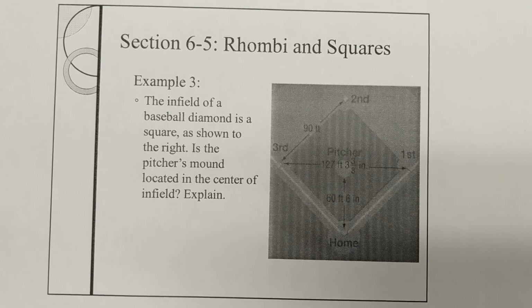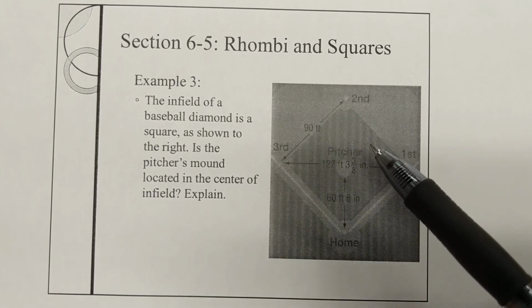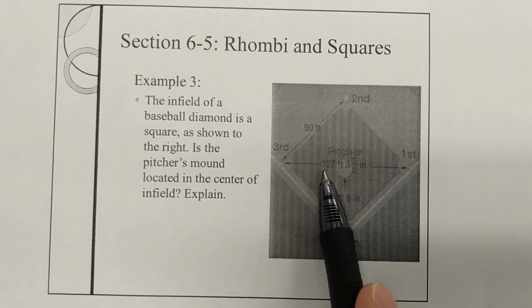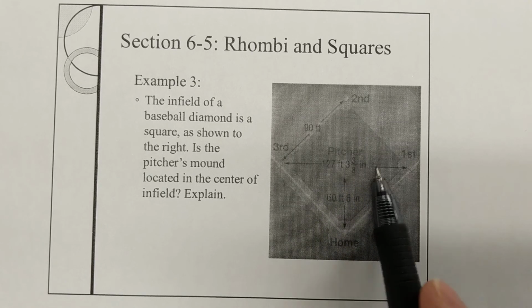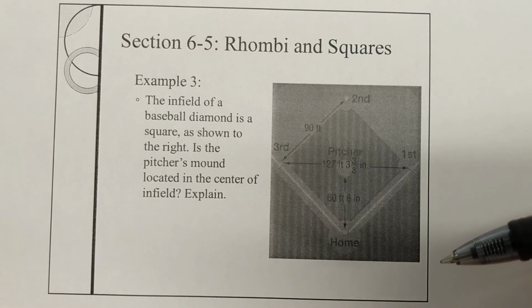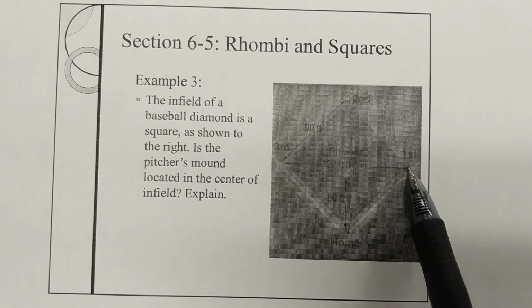All right, last example here, I believe. Example 3: the infield of a baseball diamond is shown, as a square, as shown to the right. Is the pitcher's mound located in the center of the infield? So here that gives you this diagonal, 127 feet 3 3/8 inches, and then the distance from home to the pitcher's mound is 60 feet 6 inches. So if that's dead center, this distance has to be half of that distance.